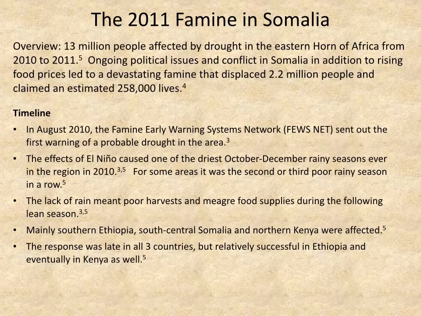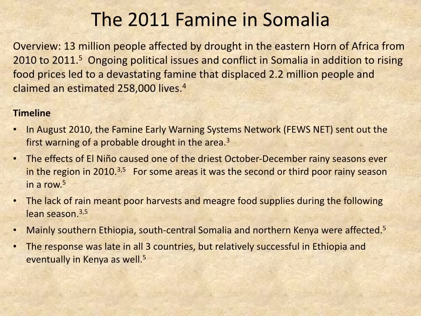So now I'll just run through a bit of the timeline to give you an idea of the sequence of events. So in August 2010, the Famine Early Warning Systems Network sent out the first warning of a probable drought in the area. The effects of El Nino, in particular, caused one of the driest October-December rainy seasons ever in the region in 2010. Now, for some of the areas, it was the second or third poor rainy season in a row. So they were really starting to suffer in terms of food supplies and food shortages.